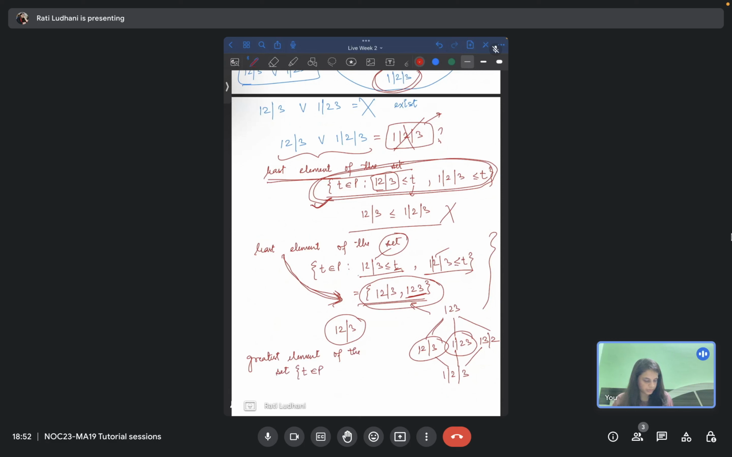T belongs to P. Now if I ask 1 2 3, now you are asking for meet, which is like intersection. So that will be the greatest element of the set T belongs to P, such that T is less than or equal to 1 2 3, and T is less than or equal to 1 bar 2 bar 3. So that is the set.